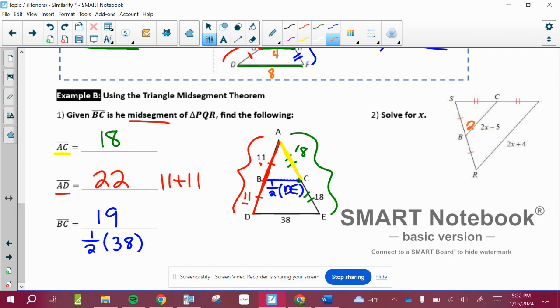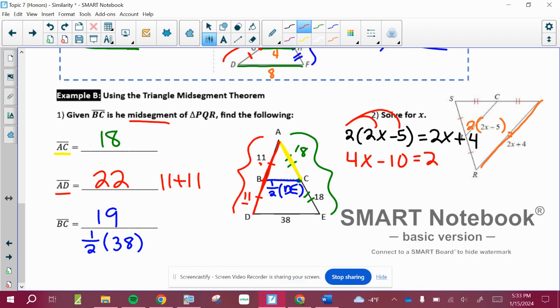So I would set this up like this. 2 times the mid-segment, 2x minus 5, set that equal to its parallel side, which is 2x plus 4. Okay, the other option would be to have 2x minus 5 equal to 1/2 of 2x plus 4. But again, if you don't want to deal with the fractions, sometimes the numbers won't divide out nice. So to avoid that, I would just double the mid-segment. Okay, we would distribute this, so 4x minus 10, and then bring down the rest.